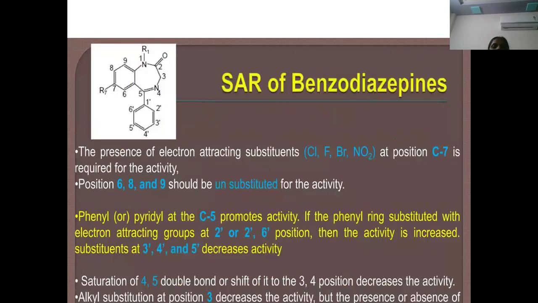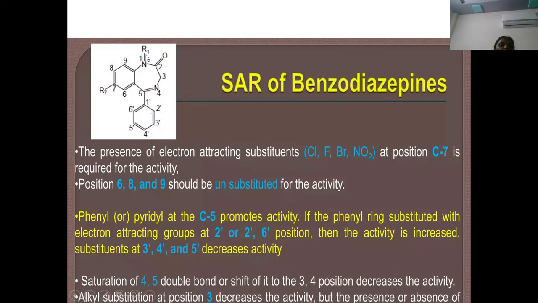Next, coming to the SAR. SAR means, as you already know, structure activity relationship. In that SAR, first of all, we have to discuss the general structure for benzodiazepine. Already you know that a benzene is fused with a 7-membered ring system, with 2 nitrogens present at the 1 and 4 positions.